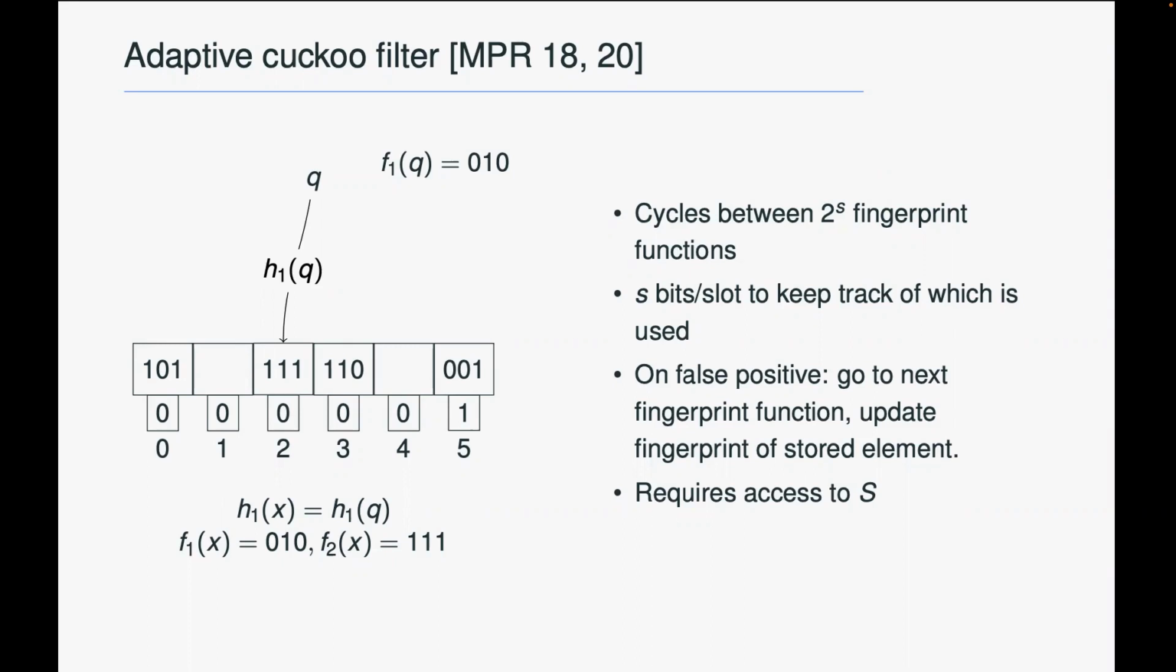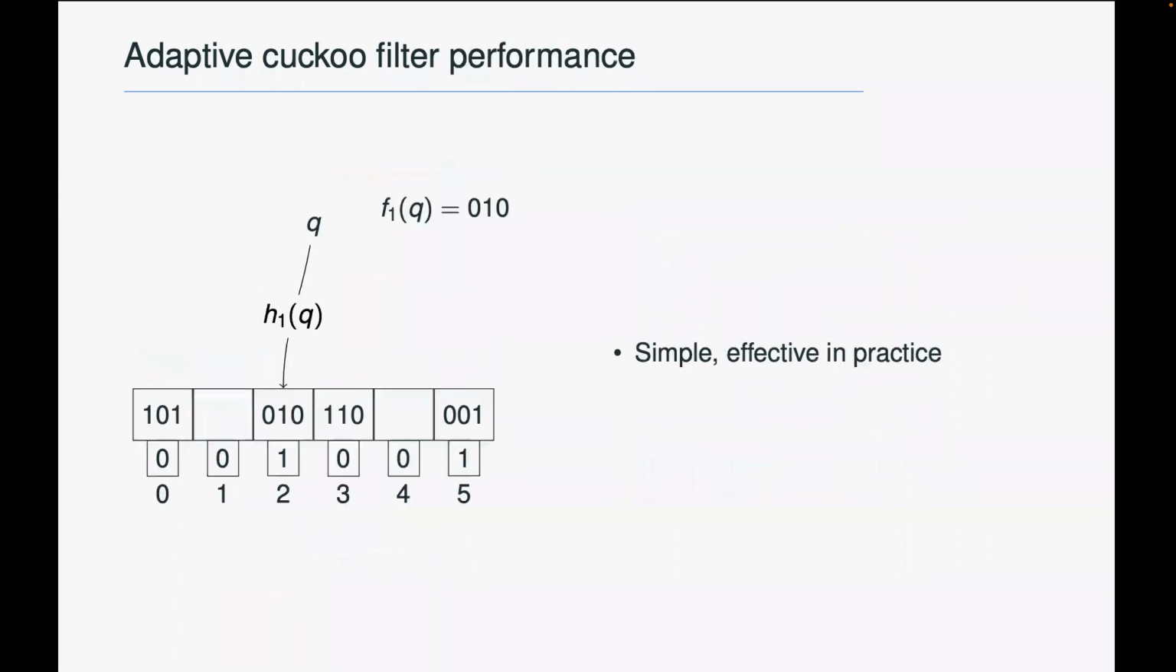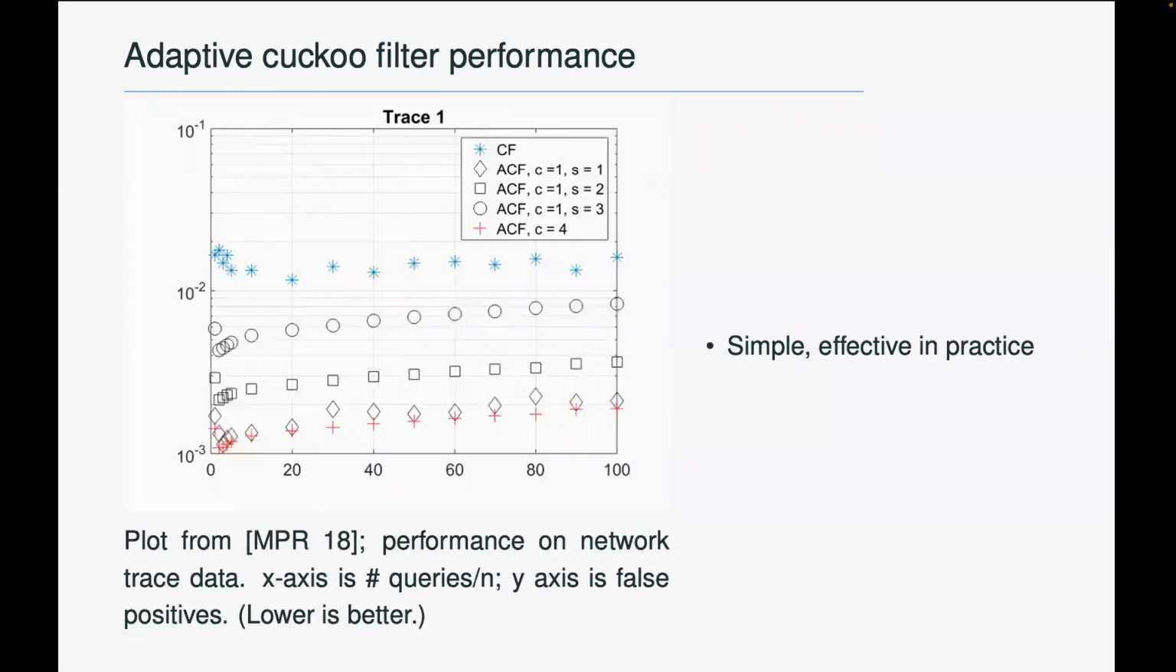So all we do is we go to the next fingerprint function and update the fingerprint of the stored element, and I want to emphasize this still requires access to our original set. This is really simple. You can code this up in like 10 minutes if you already have a working cuckoo filter, and it works pretty well in practice. So this is from the original paper.